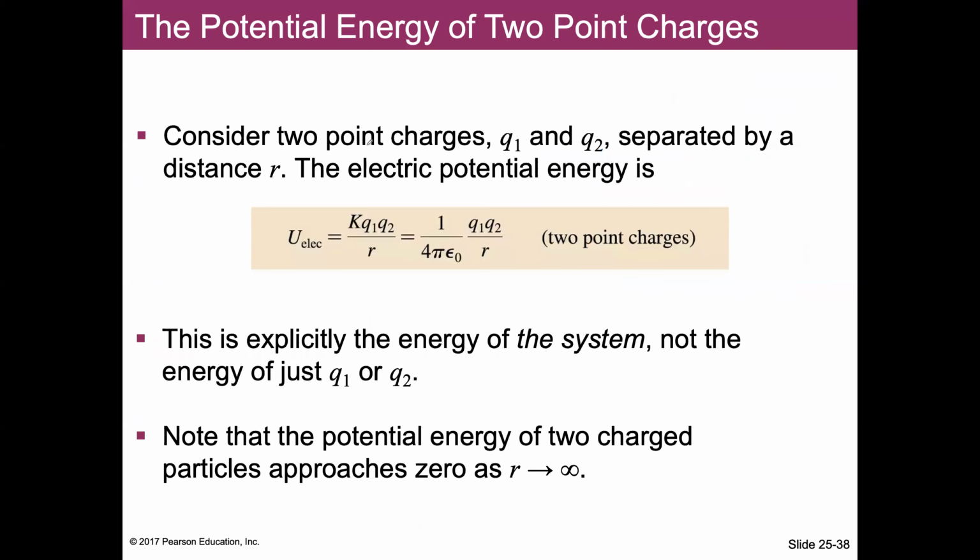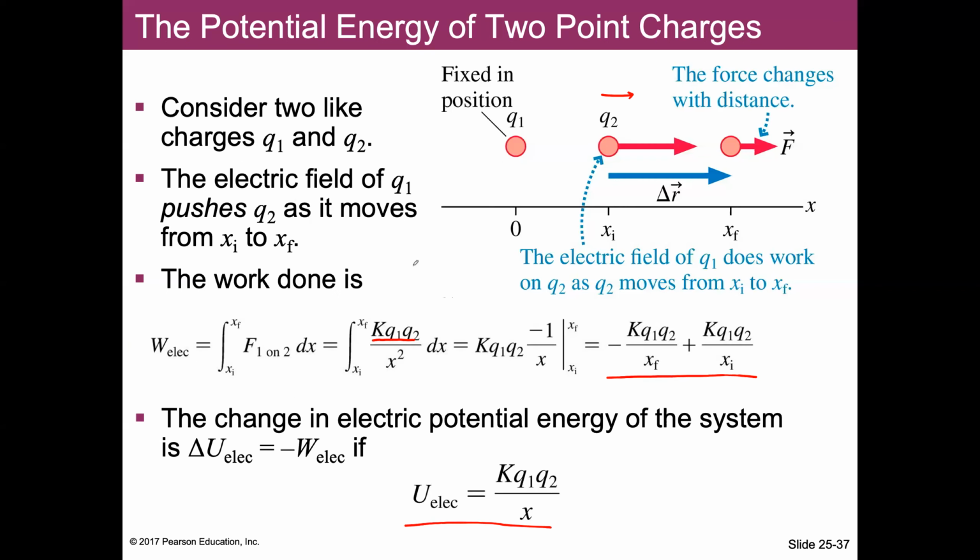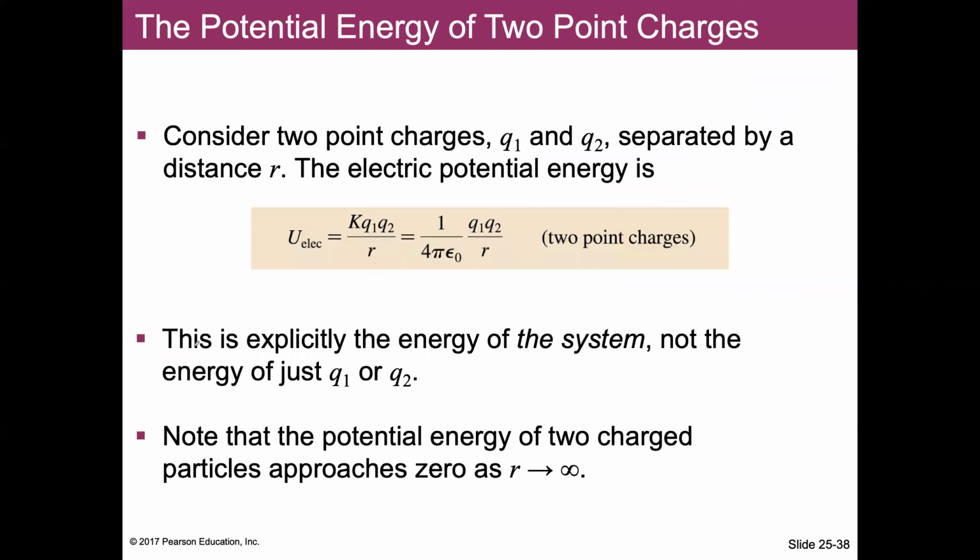Then if we consider 2 point charges, Q1 and Q2 separated by distance R, then the potential energy could be calculated by this equation, if we define U to be in this term. And this is explicitly the energy of the system, not the energy of Q1 and Q2.